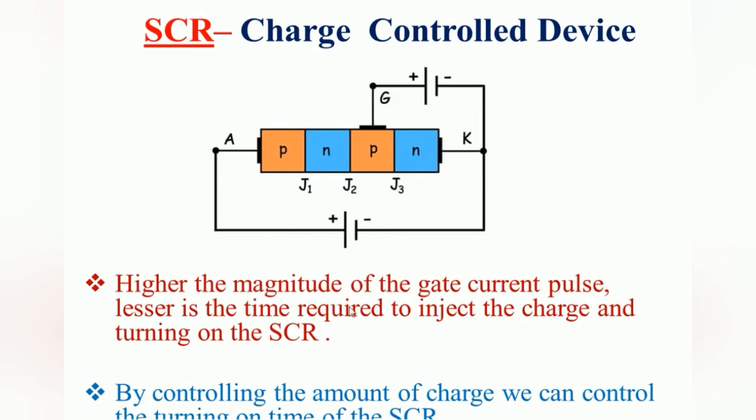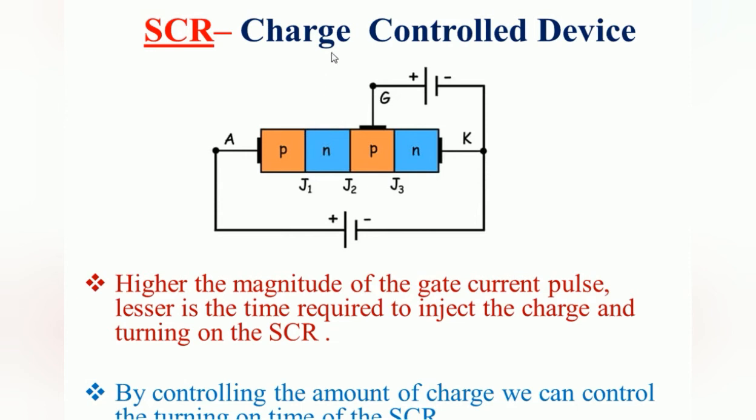So the higher the magnitude of the gate current pulse, the less time required to inject the charge current, right? That is, by controlling the amount of charge, we can control the turn on time. The turn on time is controlled by the amount of gate voltage we apply between the gate and cathode. So we are applying a high voltage, high current is flowing to the layer, more charge carriers are created, so that the SCR is quickly turned on. So depending upon the amount of charge carriers, the device will be operated and produces the output.